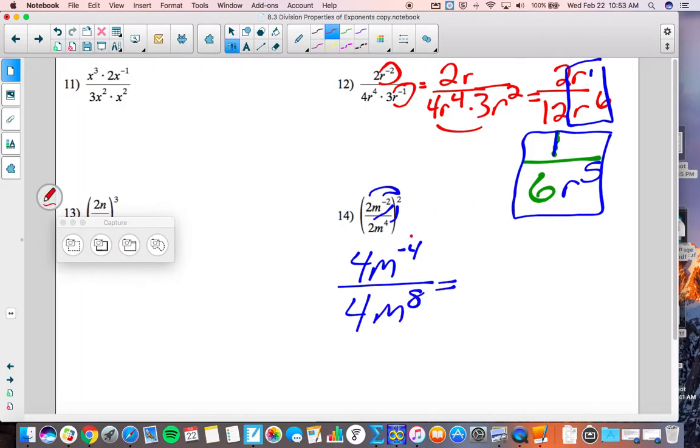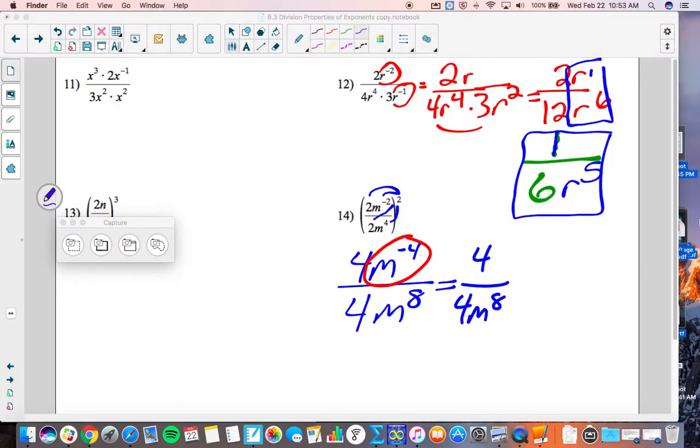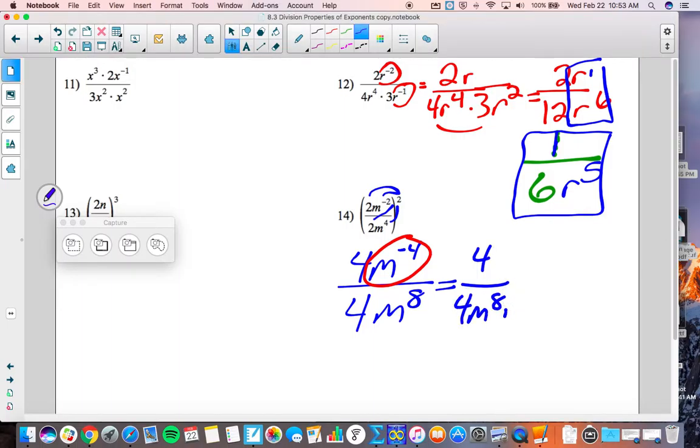We've got a traitor right here that needs to move to the bottom. So we have 4 divided by 4m to the 8th, m to the 4th. So now we'll simplify the top and simplify the bottom. The top is just 4. The bottom is 4m to the 12th.